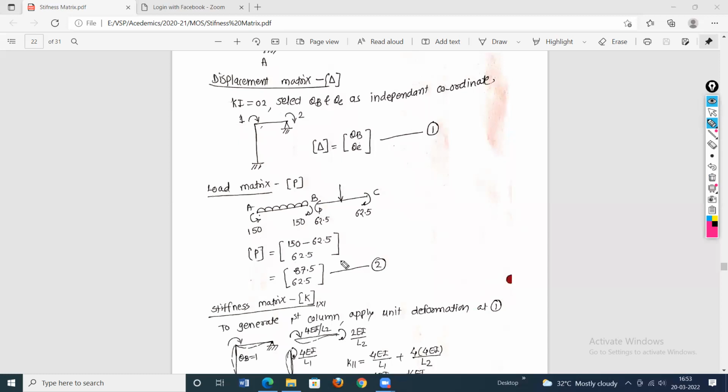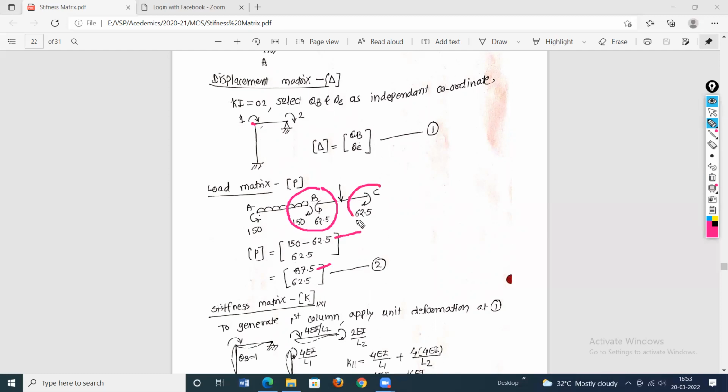Now the load matrix, there will be two elements. So this is the first element, at our first coordinate, which is at B point. So at B point, what are the restraining moments there? 150 is clockwise, use the plus sign. So 150 minus 62.5 will be equal to 87.5.